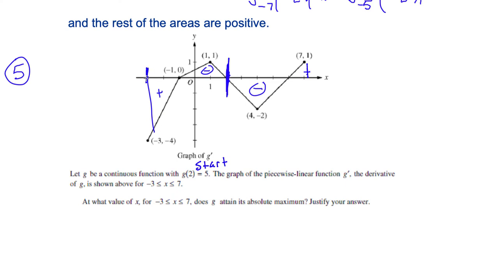No, it's going to be at -3. I know that the answer is going to be -3 because that area is bigger than that area, and our negative area is bigger than the positive area. So I'm pretty sure the answer is -3. Let's go through the analysis.